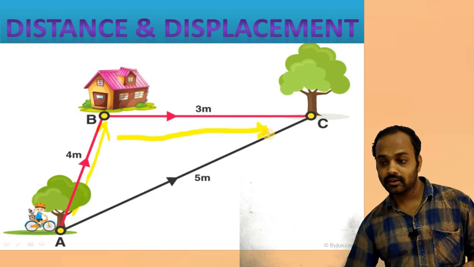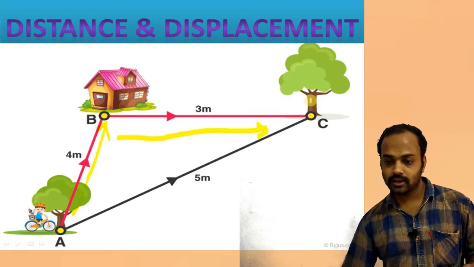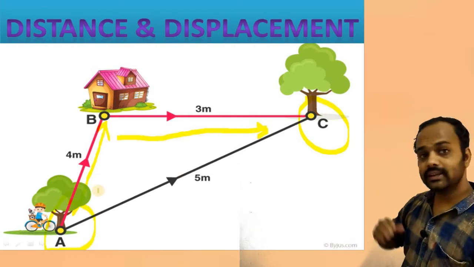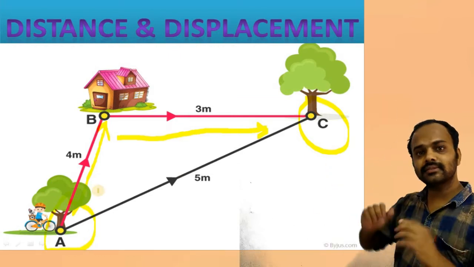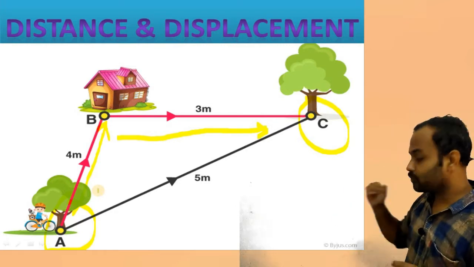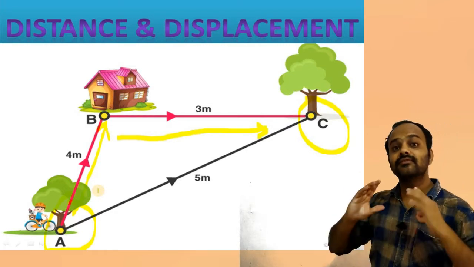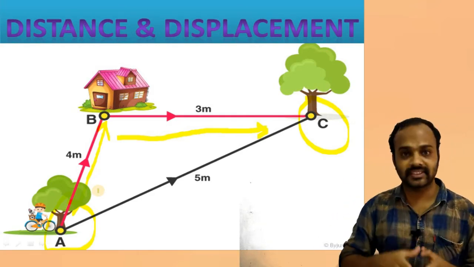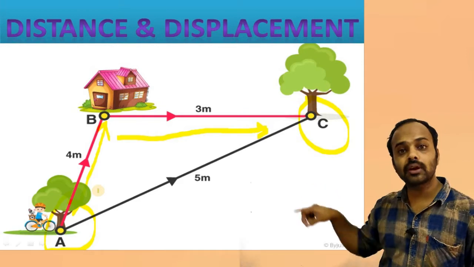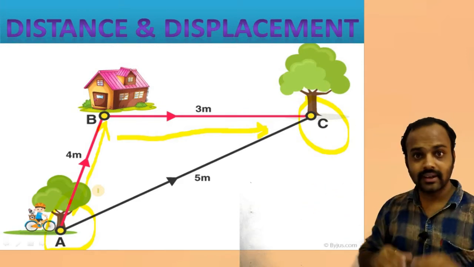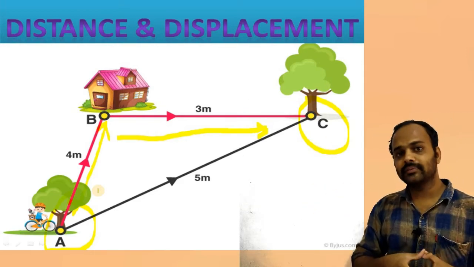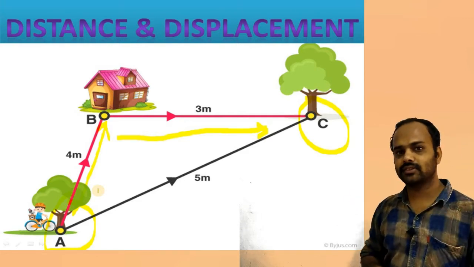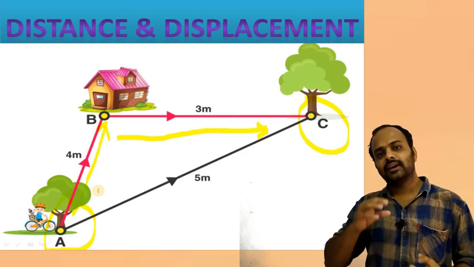But looking here, from point C to point A, what is the shortest distance? That shortest distance is 5 meter. This shortest distance we call displacement, and whatever actual path he covered is called distance. The C to A shortest distance is called displacement.